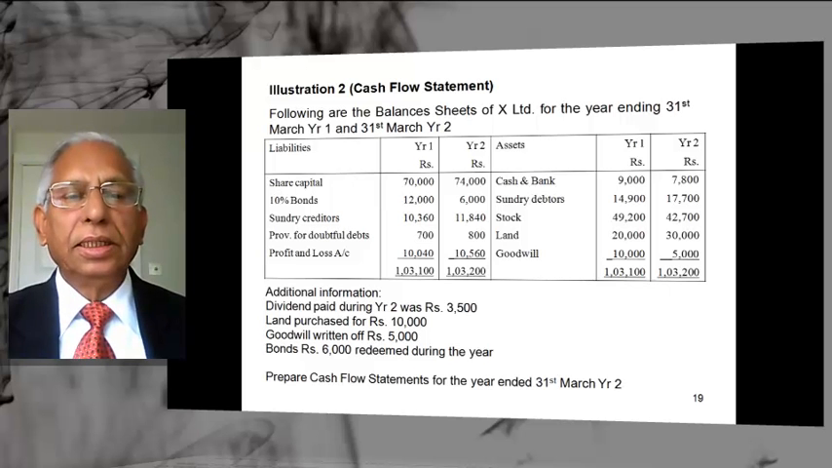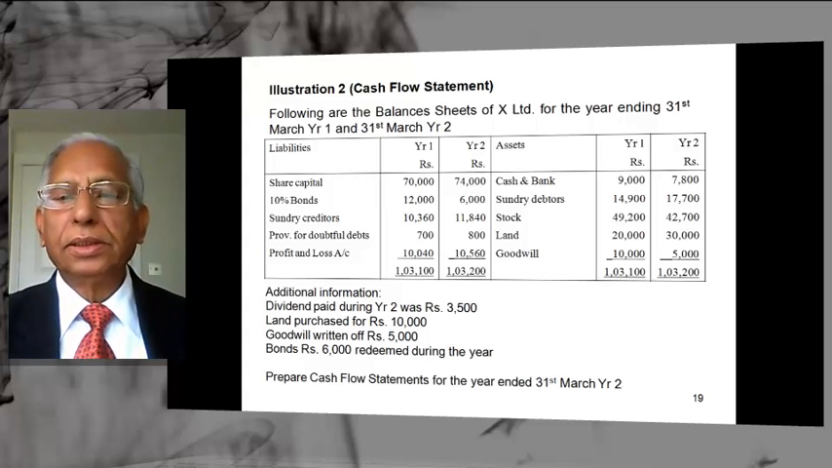Sundry creditors in year 1 10,360. Year 2 11,840. Provision for doubtful debts. In year 1 it was 700 rupees. In year 2 it is 800 rupees. Profit and loss account balance in year 1 was 10,040. In year 2 10,560. Total liabilities in year 1 1,03,100. In year 2 1,03,200. Now see the asset side.